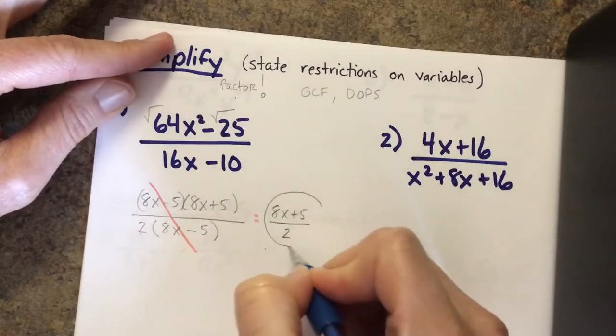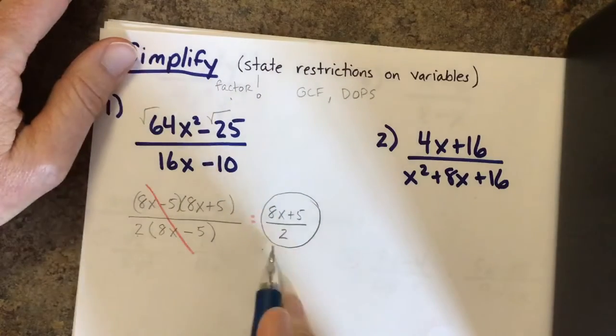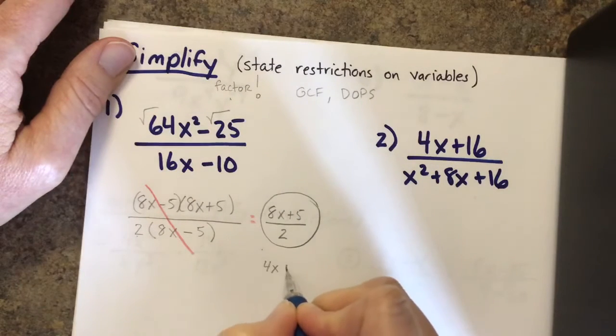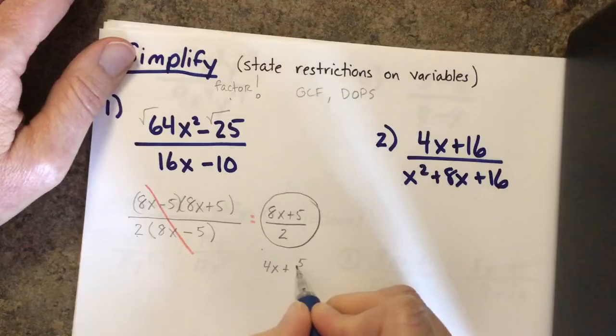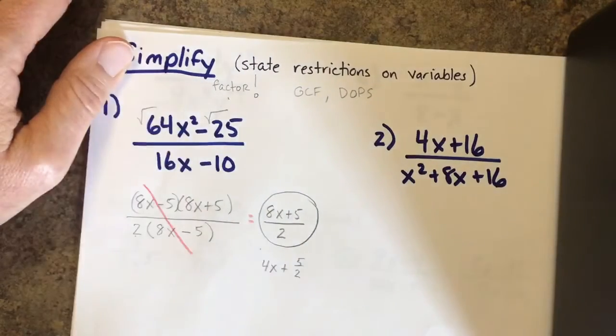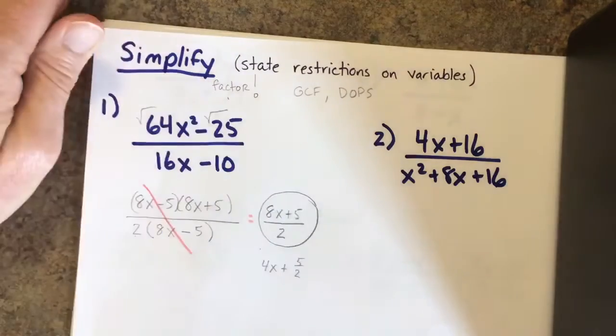Now this is a fine answer. You can leave it like that. Now if you want to break it up, 8x divided by 2, you could say 4x plus 5 divided by 2, I get a fraction. So if I get a fraction when I divide, I just typically do it like that. Okay? So here's your answer.